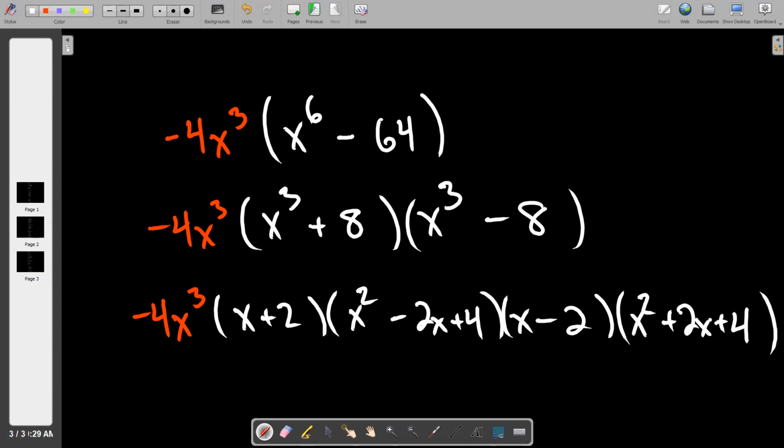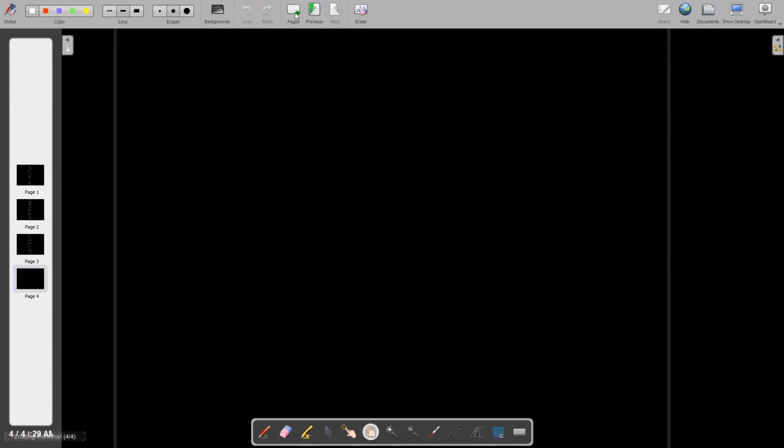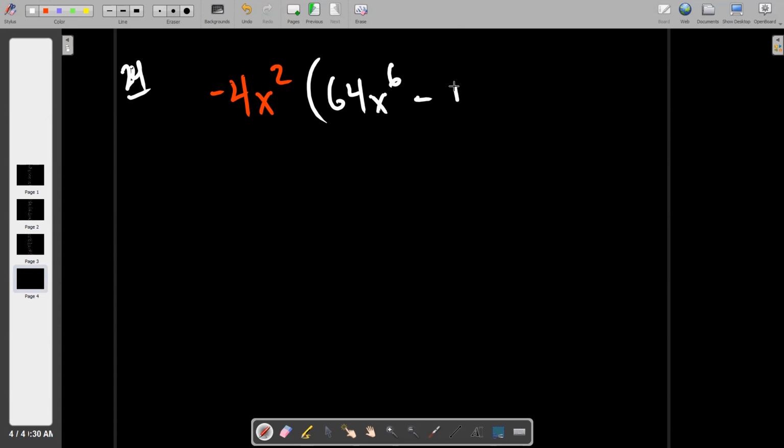Okay. It's interesting, you can't tell when you first look at the quiz where there's going to be the meatiest problems. They just show up. Number 24, surprise, surprise, there's a GCF, and it's going to be a negative 4, and there's going to be x squared. And that's going to leave us with a sign changed 64 x to the 6th, and a sign changed 1.